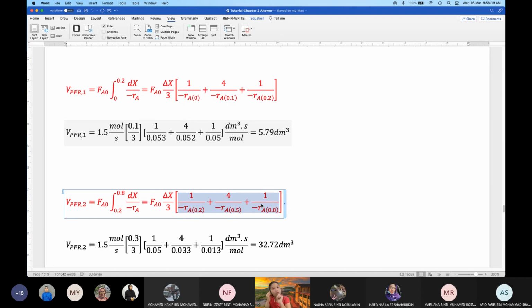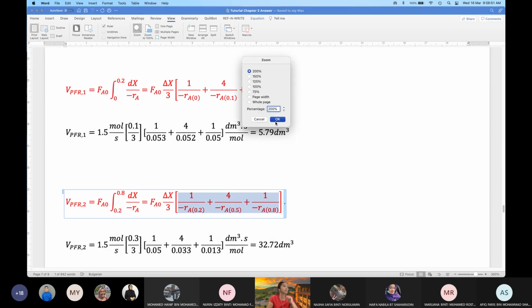So 4 over minus RA at your middle X. So your middle X is 0.5. So 4 per minus RA when my X is 0.5. Plus 1 per minus RA at my final X, which is 0.8 lah kan. So kamu cari, you look at the table again. Pada 0.2 berapa minus RA? Pada 0.5 berapa minus RA? At 0.8, how much is your minus RA? And when you replace, you get the volume needed is 32.72.